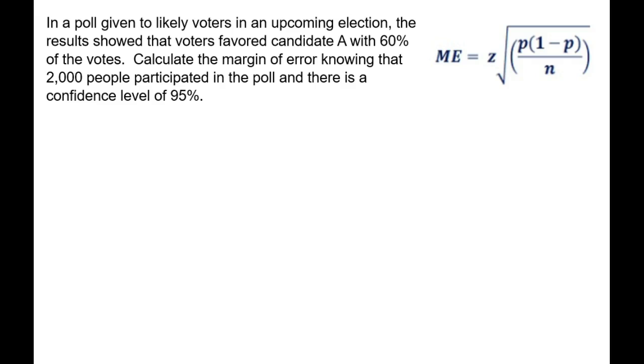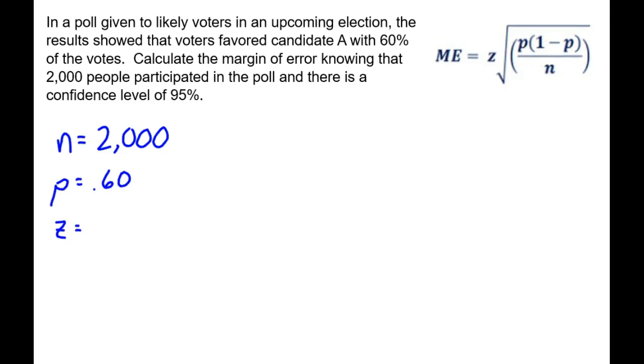Off to the right, you can recall the formula we used to calculate the margin of error. That's equal to our z value times the square root of p times 1 minus p divided by n. In this problem, we know our value of n is 2,000. Our value of p is 0.60. We need to find our value of z. And we're going to use what we talked about in the previous lesson with the confidence level.